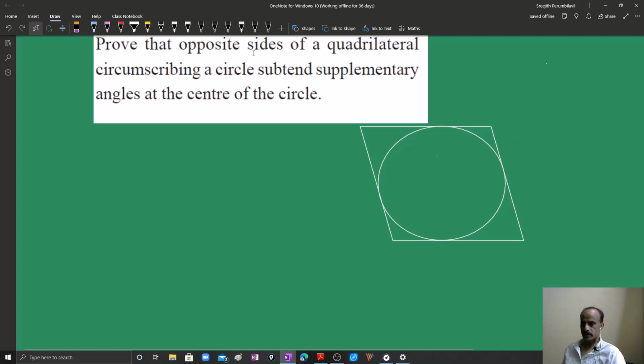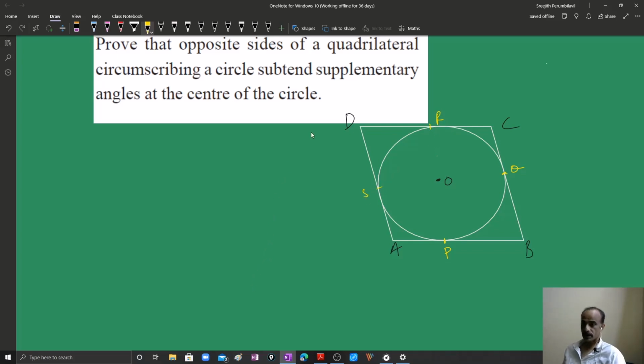So here ABCD is a quadrilateral circumscribing a circle with center O, and let the circle touch the quadrilateral at P, Q, R, and S.